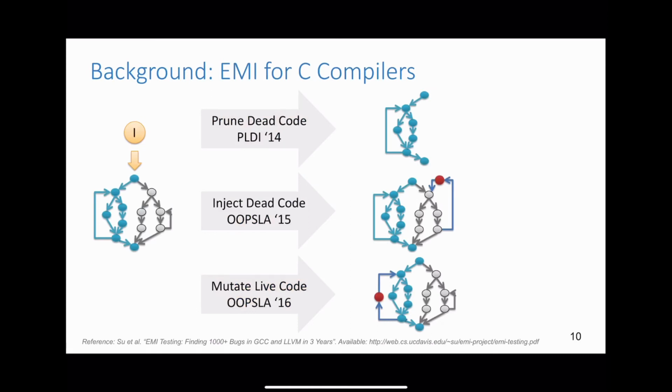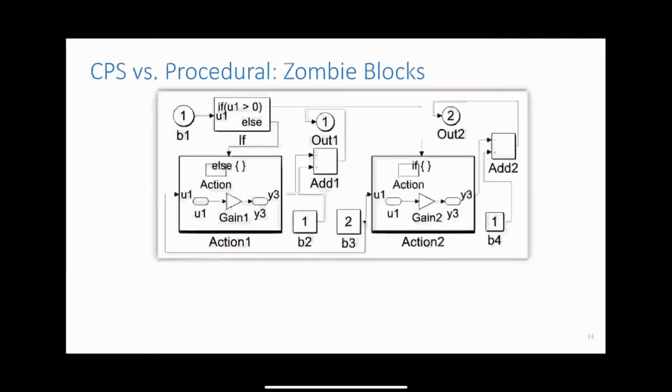The idea was first proposed for C, where we take some C code, profile it, and find the dead paths. We can mutate in the dead region, or can also mutate in the live region such that the mutant and the seed are functionally equivalent. We port this idea to Simulink models, but there are some key differences and challenges.